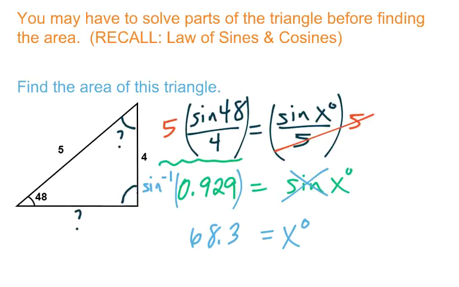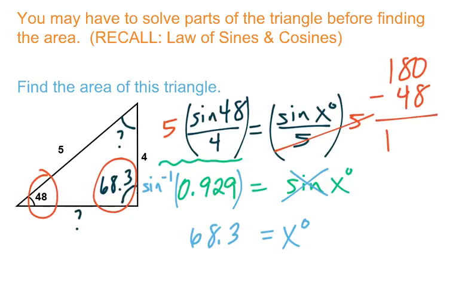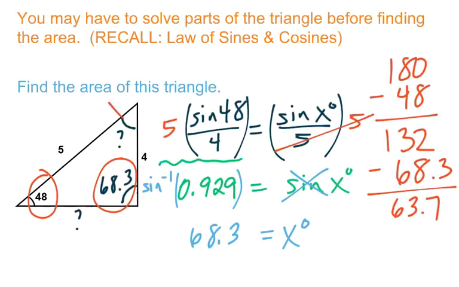So that tells us that 68.3 goes right here, and we have to take 68.3 and subtract from 180. So 180 minus 48 is 132 minus 68.3. This is 63.7. So this angle right here is 63.7 degrees, and that's the angle that we need in order to find the area of this triangle.